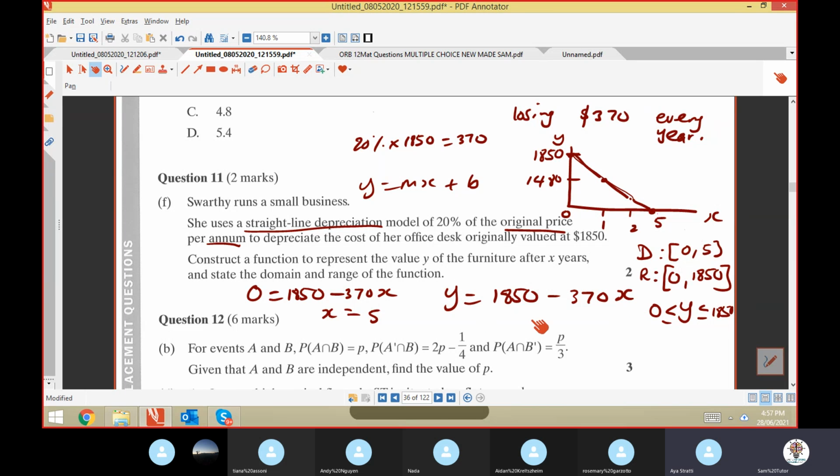Yeah, so for the second part, I'm trying to find the domain and range, and I know that I can't get negatives, of course. So I'm trying to find when y is 0. I found that when y is 0, x is 5. And in the same token, when x is 0, y is 1850, as we already know. So the smallest and largest y values are 0 to 1850, and the smallest x is 0 and the largest is 5. And that's your domain, and that's your range.